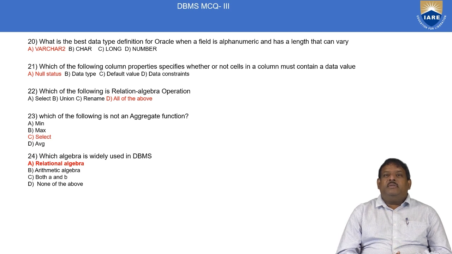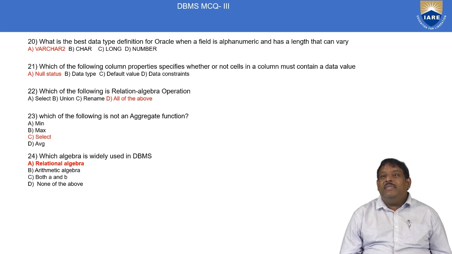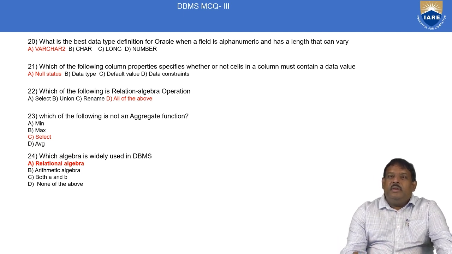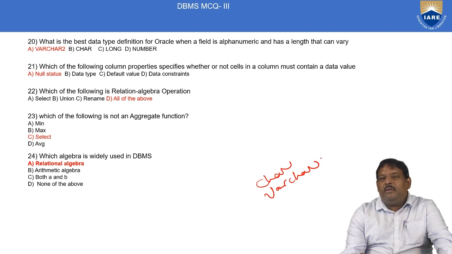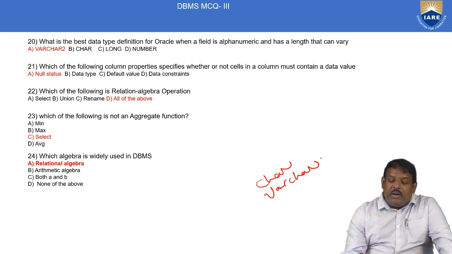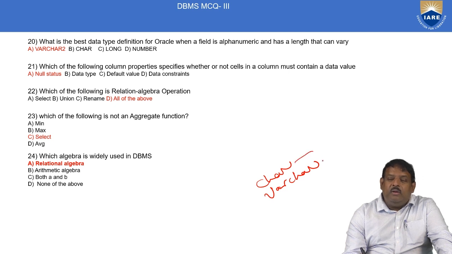Which is the best data type definition for Oracle when a field is alphanumeric and the length can vary? When it is alphanumeric, then you cannot have an integer. The only options are char or varchar. Here there is one more thing. When it is alphanumeric, you are expecting the data type to be char or varchar. And the question is saying that the length can vary. So when it is a variable length, you have to use varchar.